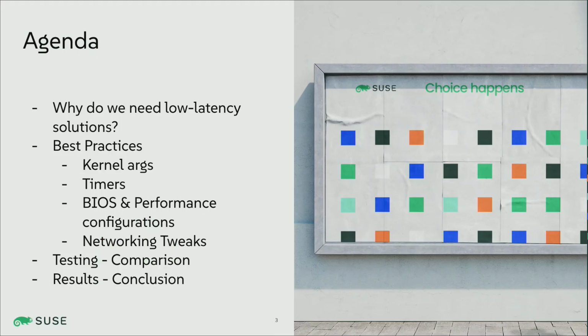So very quickly, I wanted to jump into our agenda. We will start with some basics on why low latency solutions. I'm sure most of you are familiar with that, but figured it would be worth going through it. We will then move into some best practices, which will include kernel arguments, timers, moving into BIOS performance configurations. We'll also discuss useful networking tweaks that we have found over time have been beneficial to our customers, all while sharing how each tuning parameter has helped us achieve low latency solutions within Telco.